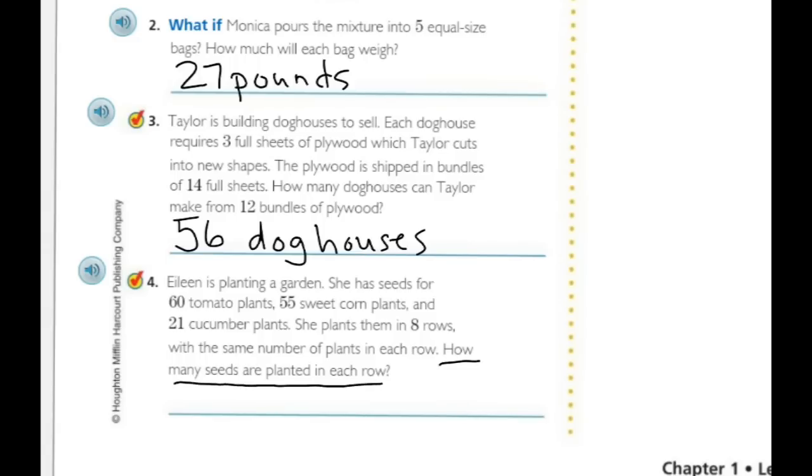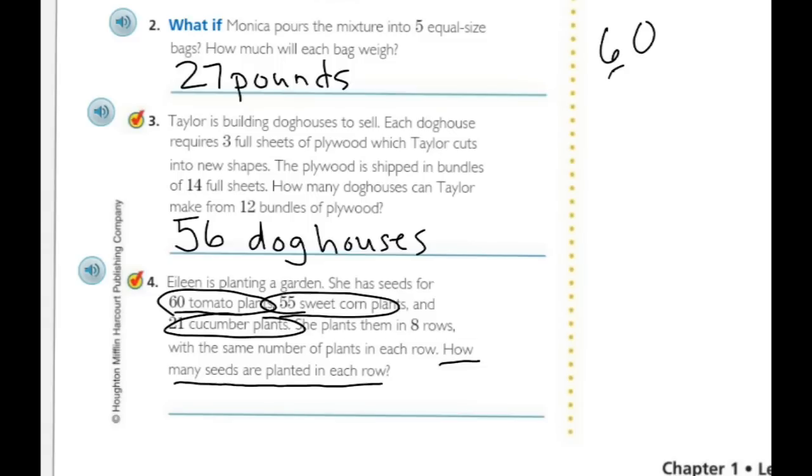Well, before I can find out how many seeds are planted in each row, I need to know how many plants there are. So I have 60 tomato plants, 55 sweet corn plants, and 21 cucumber plants. So I need to add those up to find out how many plants I have in all. 5 plus 1 is 6. 5 plus 6 is 11. Plus 2 is 13. So I have 136 plants.